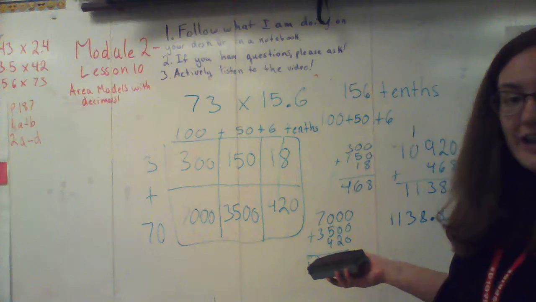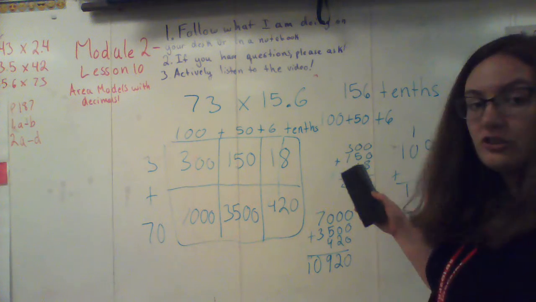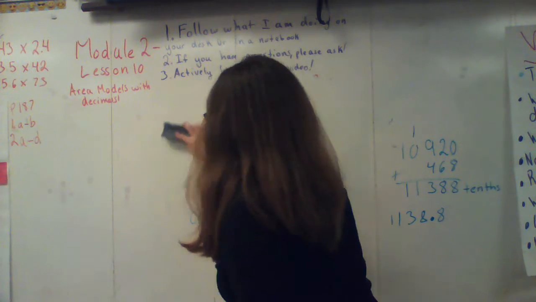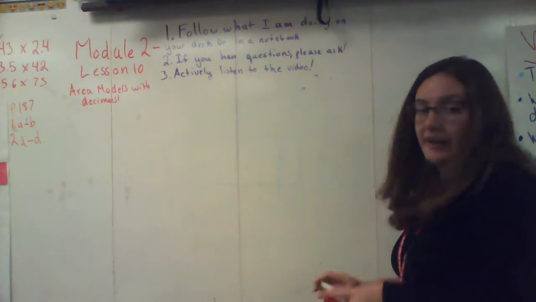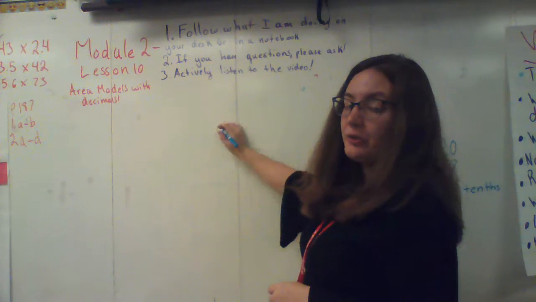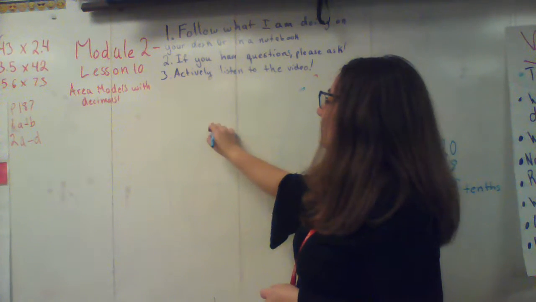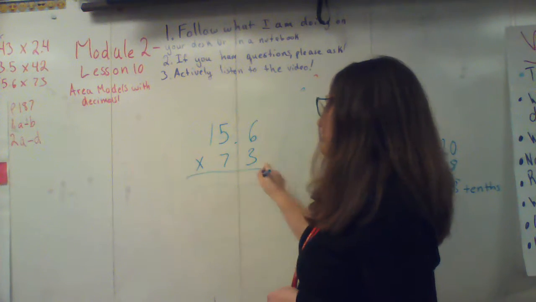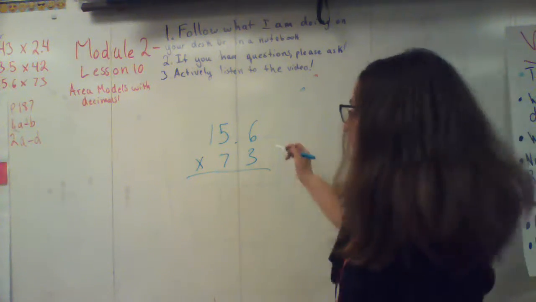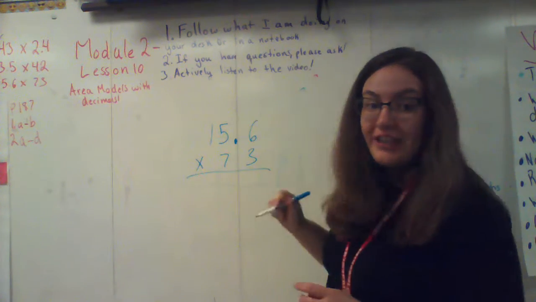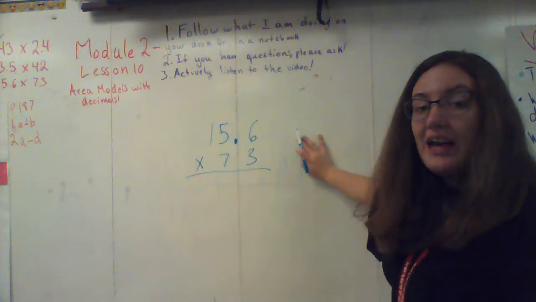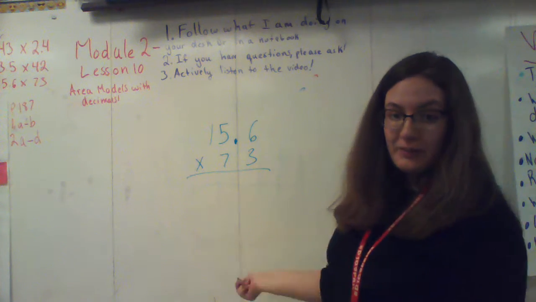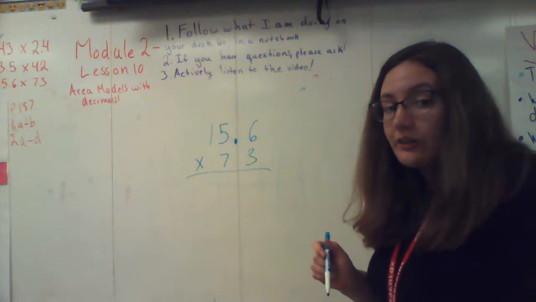Now we're going to work on the standard algorithm for this problem. So I'm going to show you how to set that up. So I'm going to erase the work that I have so far. And we're going to do the standard algorithm. I'll do 15.6 at the top times 73, just so I don't have as many numbers that I have to multiply. But please remember that your decimal is right there. Don't forget about your decimal. And then I'm going to start multiplying. If you didn't already do your standard algorithm, please make sure you pause this video, do the standard algorithm, and then press play to check in to see if you got the answer correct.